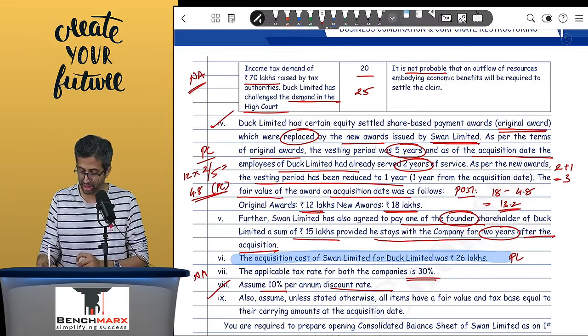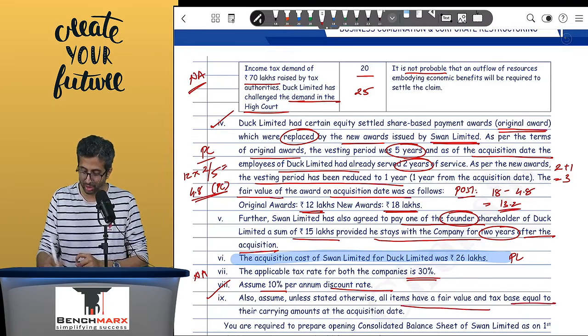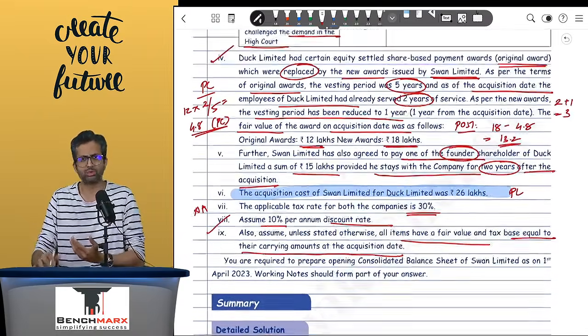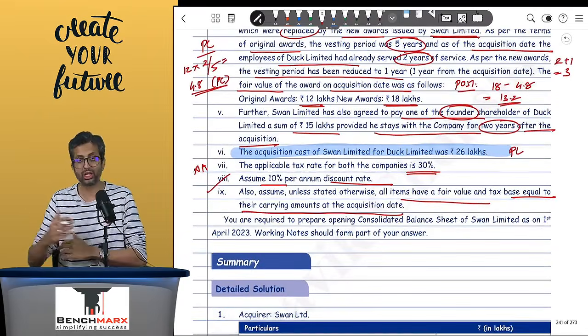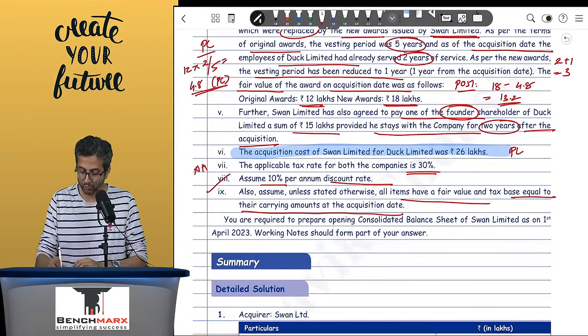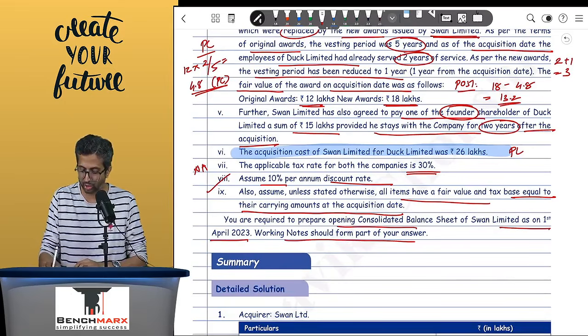Also assume, unless otherwise stated, that all items have a fair value and tax base equal to their carrying values. So if nothing is given, we will assume that your old carrying values will be equal to your tax basis. You are required to prepare the opening consolidated balance sheet of Swan as on 1st April 23. Working note should form a part of your answer.